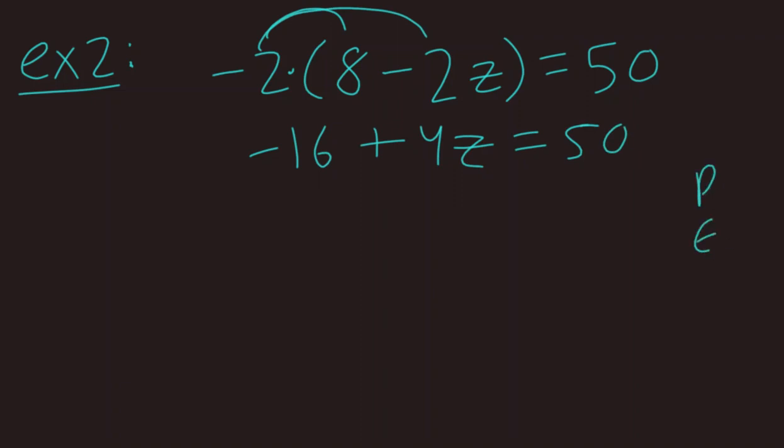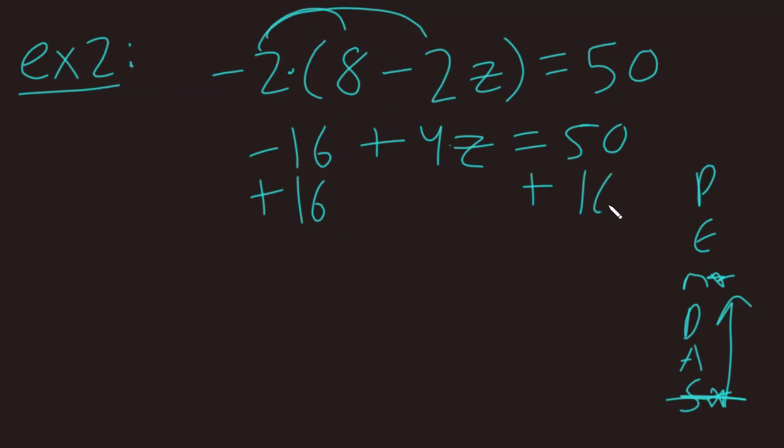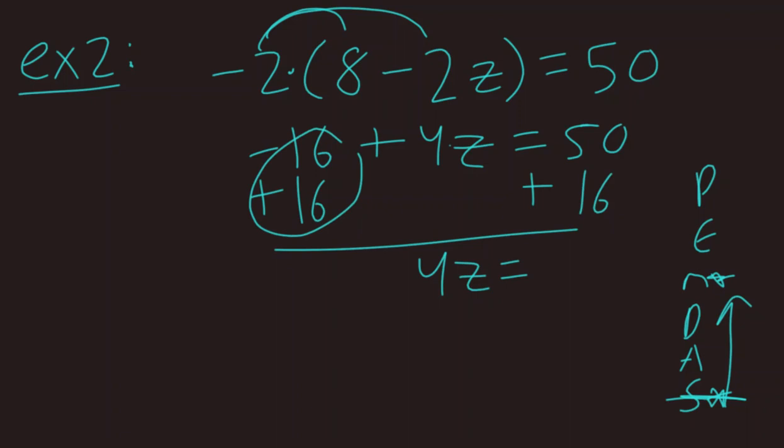And here we've gotten to our PEMDAS in reverse step. And of course we see now that that 16 is not positive, it's negative, and so we are dealing with subtraction and multiplication. Well, how do we get rid of subtraction? What is the opposite of negative 16? Plus 16, plus 16, and now we get 4z is equal to 50 plus 16, which is in fact 66.